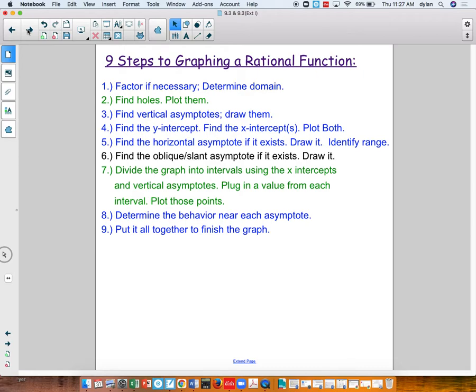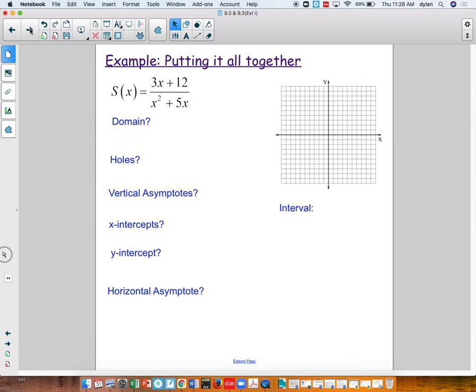As we're going through this, it would really help if you had your 9 steps to graphing rational functions handout next to you so that you can be looking at that as we're working through the examples. And you'll want to use graph paper for your notes, obviously, because we'll be graphing. So the first example here is s of x equals 3x plus 12 divided by x squared plus 5x. So we're going to go through each step.